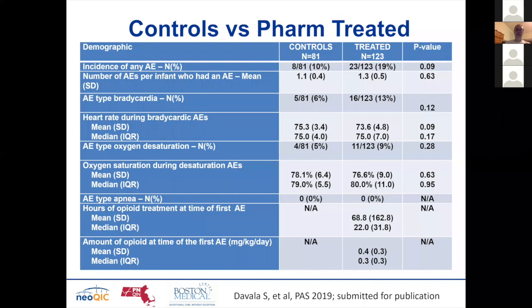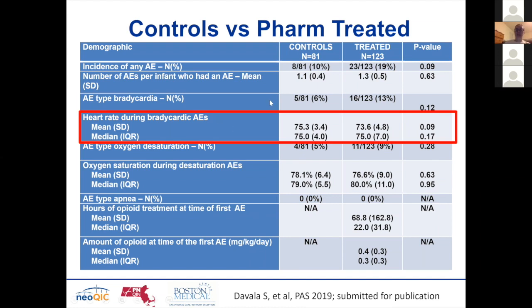And what we found was that events did occur. So you can see in 10% of the controls, we were seeing these events, and in 19% of the babies who received medication. But I think really important to point out were what were these events that we were seeing. On average, the events were occurring 1 time per hospitalization. And it was primarily that they were dropping their heart rates down to the 70s, all self-resolved, no associated apnea.